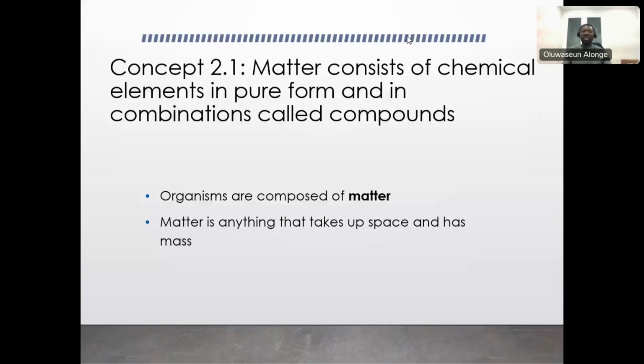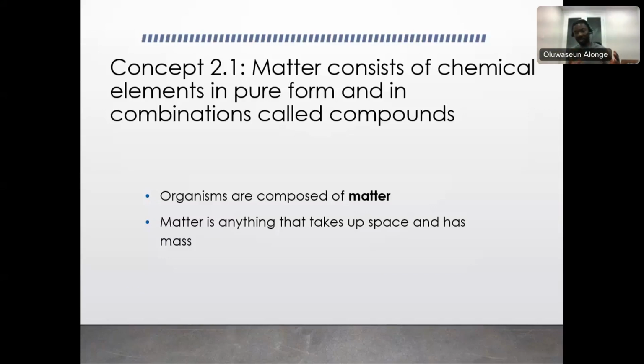So this is chapter 2, chemical organization of life. We look at the levels of organization: how atoms form molecules, molecules form macromolecules, macromolecules form organelles, organelles form cells, cells form tissues, tissues form organ systems, and organ systems form organisms. Here we are looking at the chemical level of organization.